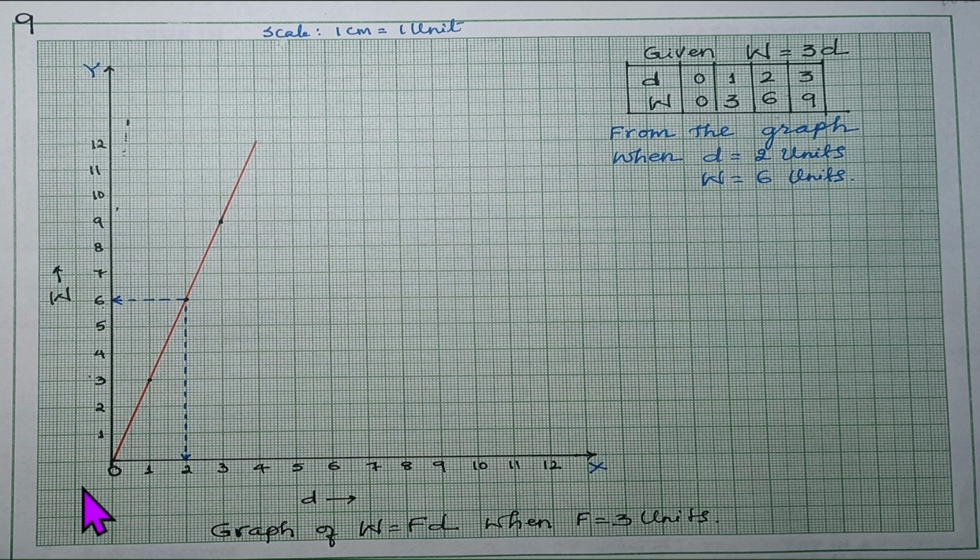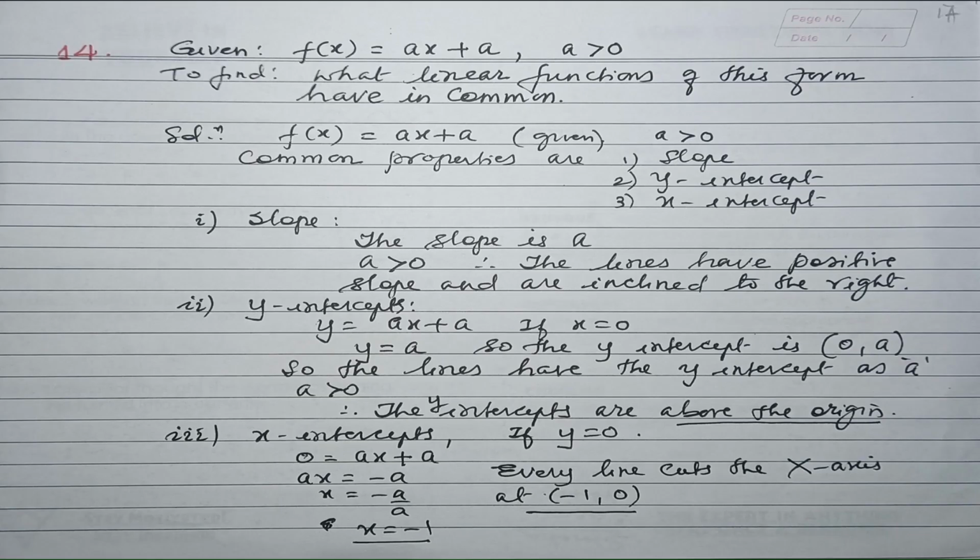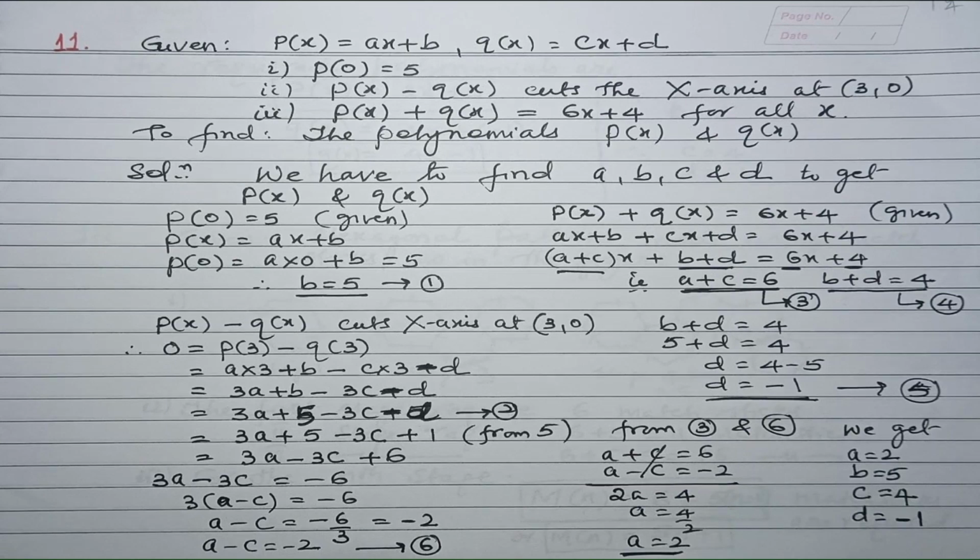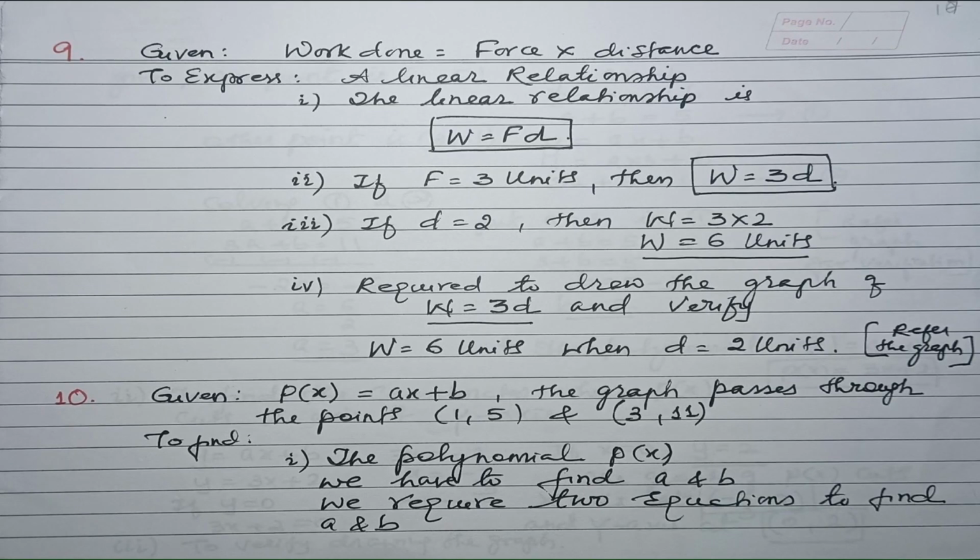Please understand here, this is a graph drawn for W is equal to 3D. I have found out the ordered pairs here. For D is 0, W is 0. For D 1, W is 3. For D 2, W is 6. For D 3, W is 9. With these coordinates, I have drawn this graph. So when force is 3 units, the work done is 6 units, very clearly visible and indicated in the graph. That is a straight line graph which we have got, and it is 100% true and correct. So please remember that.